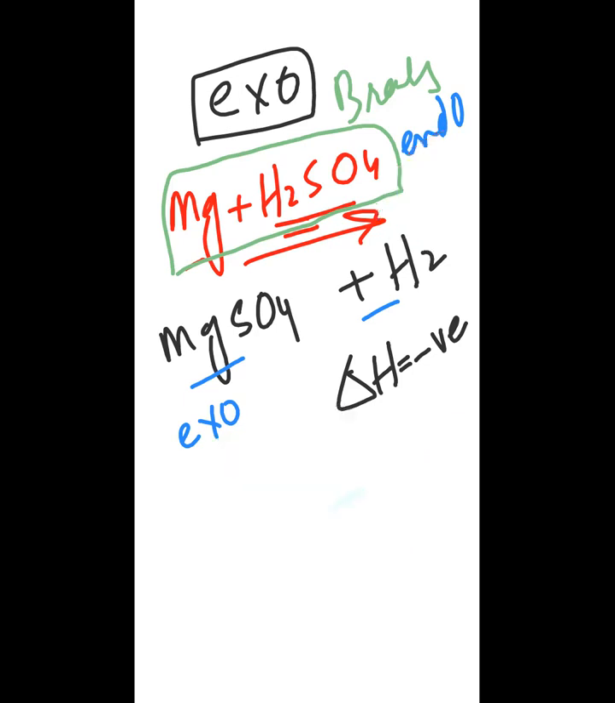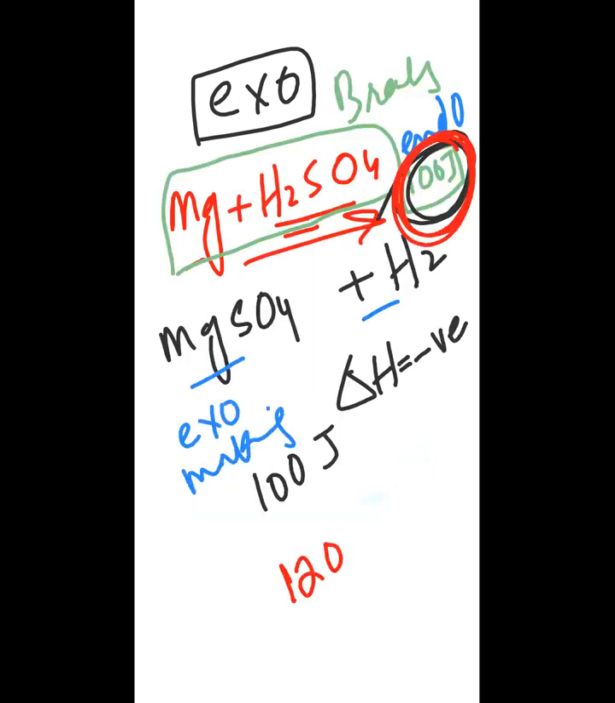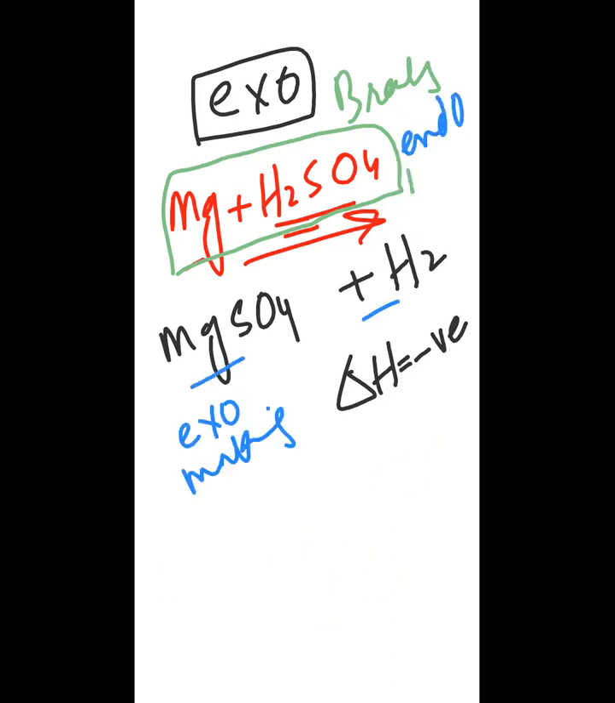Or how can you calculate? We have discussed that delta H should be negative. How can you calculate that delta H, the energy change? I told you one formula: reactant minus product. The actual formula is the energy absorbed during bond breaking minus the energy released during bond formation. It's up to you.